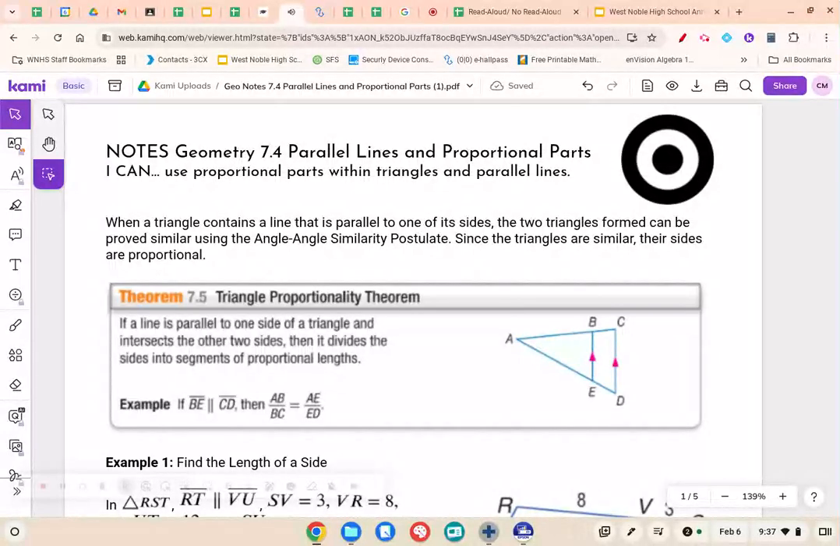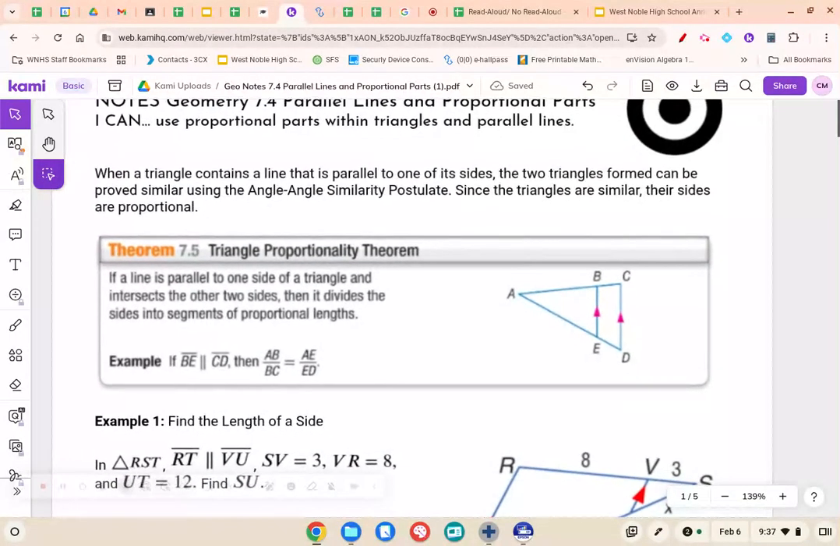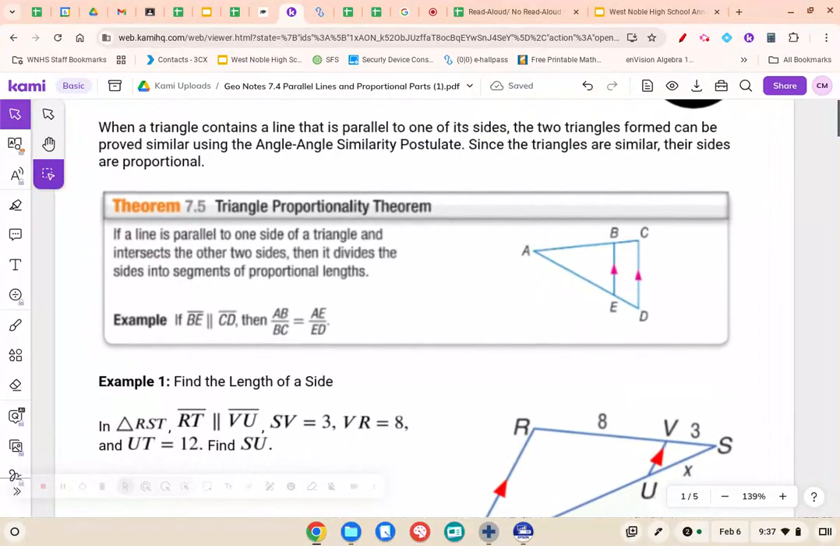Hello, today we will be covering 7.4 parallel lines and proportional parts. We're only going to do the first half of the lesson in this video. So your learning target is I can use proportional parts within triangles and parallel lines.